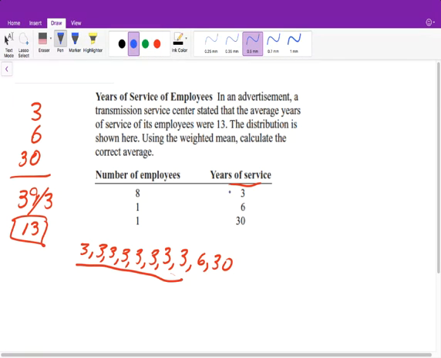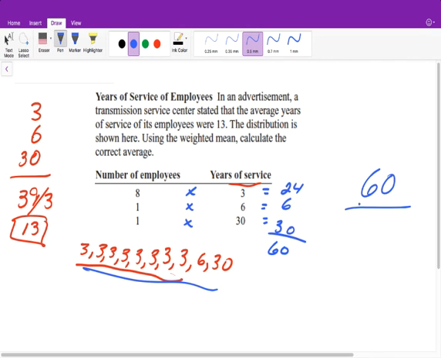So what we do then is we multiply these numbers together. 8 times 3 is equal to 24. 6 times 1 is 6. 30 times 1 is 30. And then we add these together, and that adds up to 60. Because if we were to find the average of all of these numbers, we would add them all up, and it would add up to 60. And then we divide by the total number of data we have, which is 10, or the total number of data here, which is also 10. It's the same thing. 60 divided by 10 then is 6. So that means the real true average for years of service is this 6.